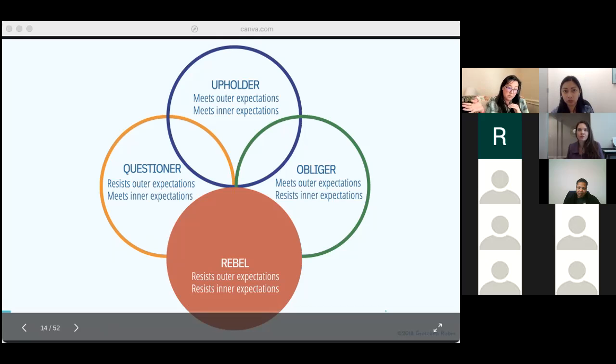So weaknesses of rebels are that they are likely to resist when asked to do something. They can be uncooperative. Many rebels have trouble accomplishing tasks that need to be done consistently the same way every time. Boring. Rebels can act like ordinary rules don't apply. So that's going to really cause some trouble between some rebels and some upholders.